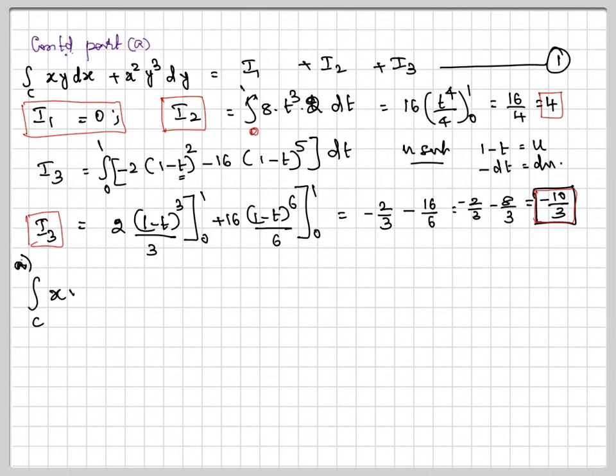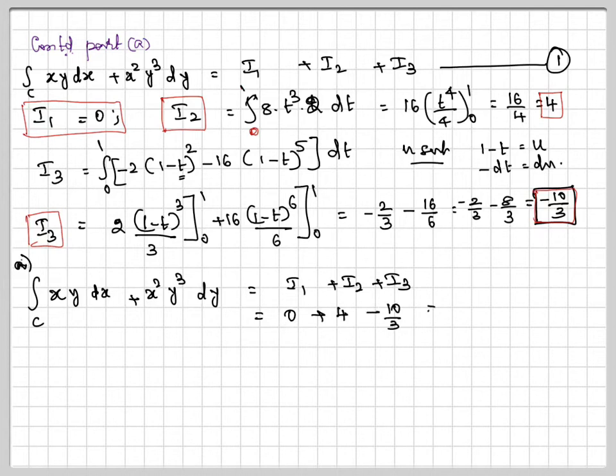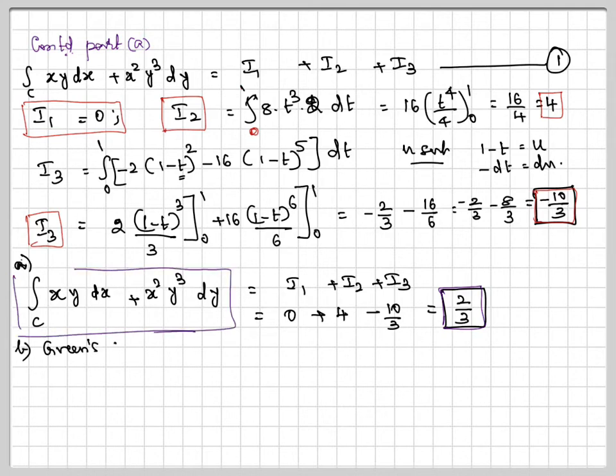Now we are going to do the same thing by using Green's theorem. You will see how the problem becomes so simplified if you use Green's theorem. So for the first part, I1 is 0, the second part is 4, and I3 is negative 10 over 3. If you simplify, it's going to be 2 over 3. So this is the answer for the first part of the problem. Now we will do the same problem with Green's theorem.